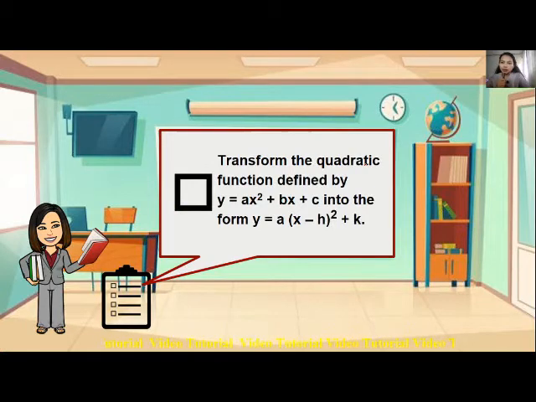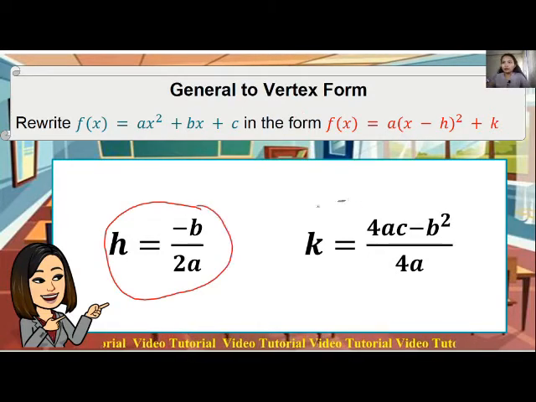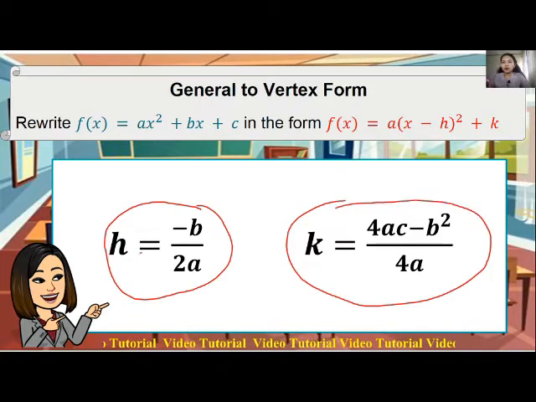For our last target or last most essential learning competency, we have transforming quadratic functions defined by the general form, y equals ax squared plus bx plus c, or the standard form. And then we have here y equals a times the quantity x minus h squared plus k as our vertex form. So as you can see, when we transform from general to vertex form, we have here the formulas for h and k. So the formula for h will be negative b over 2a, and then the formula for k will be 4ac minus b squared all over 4a.